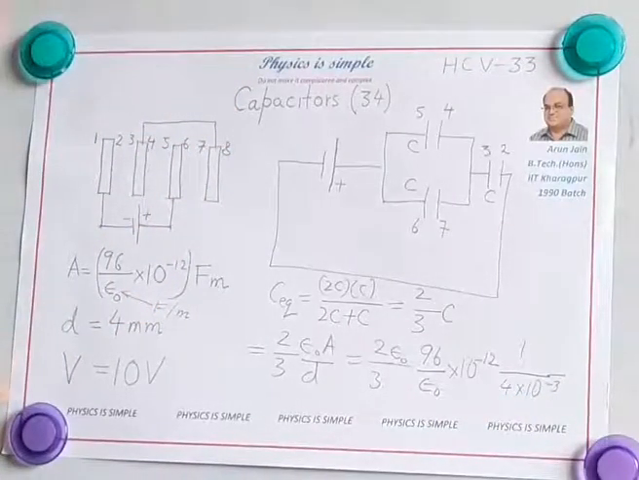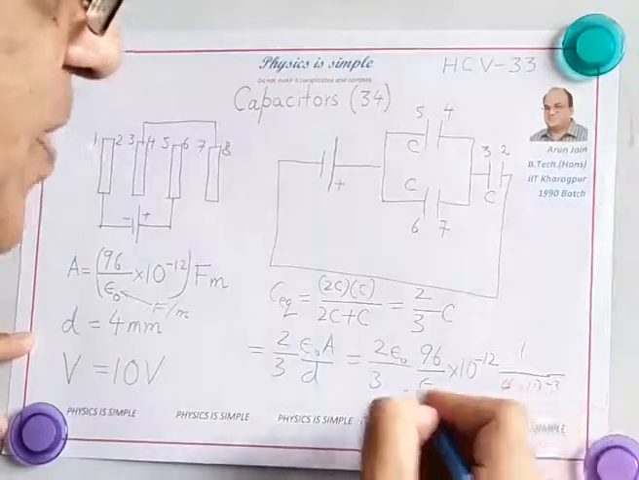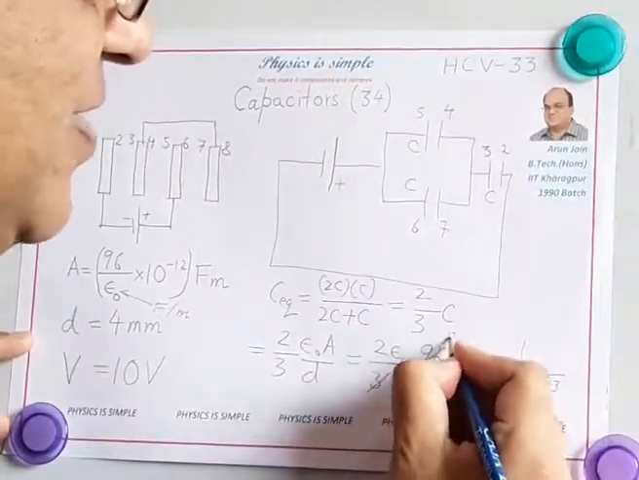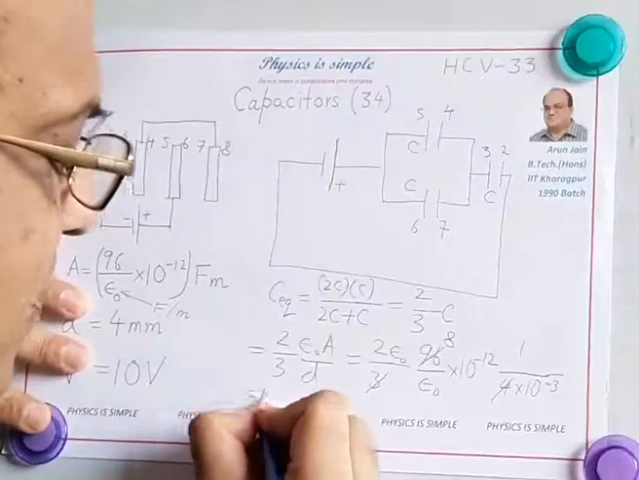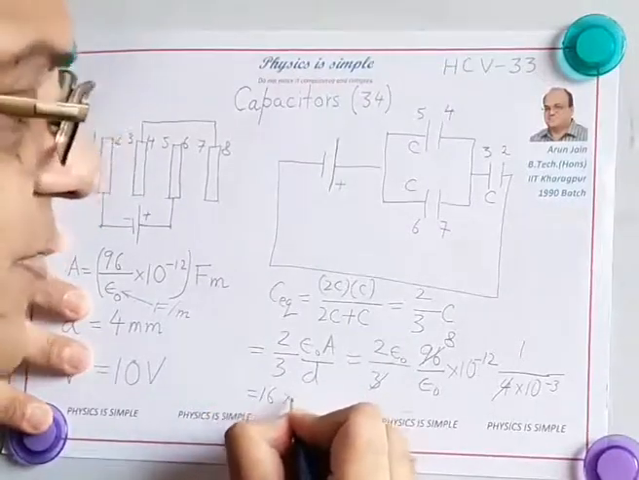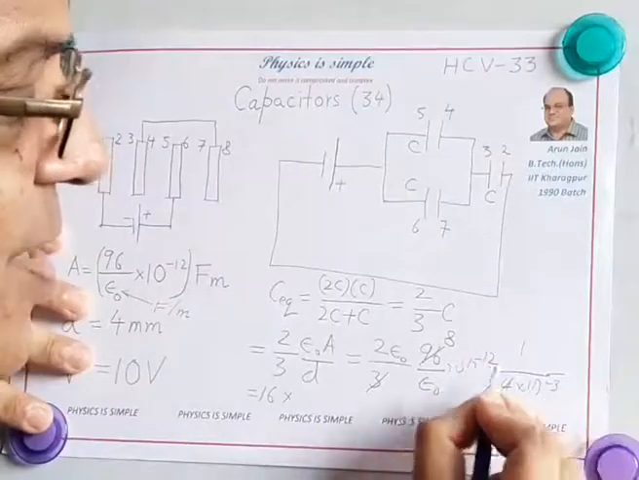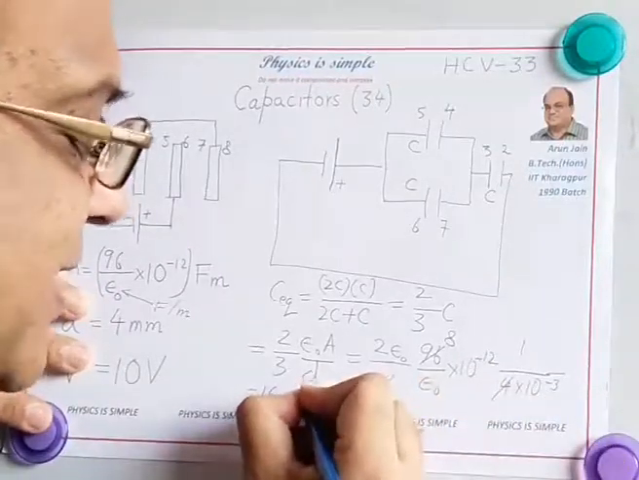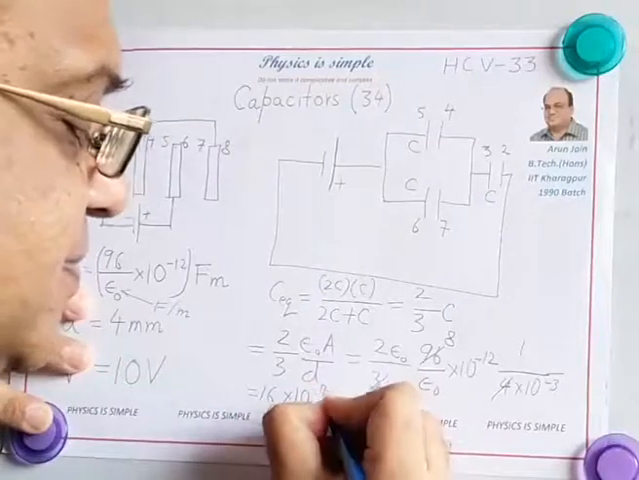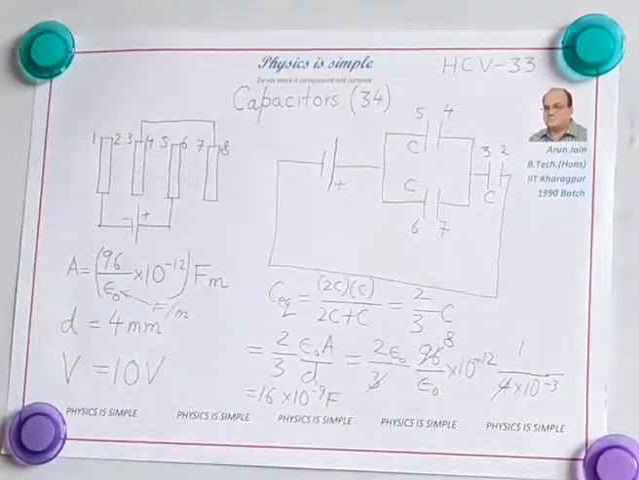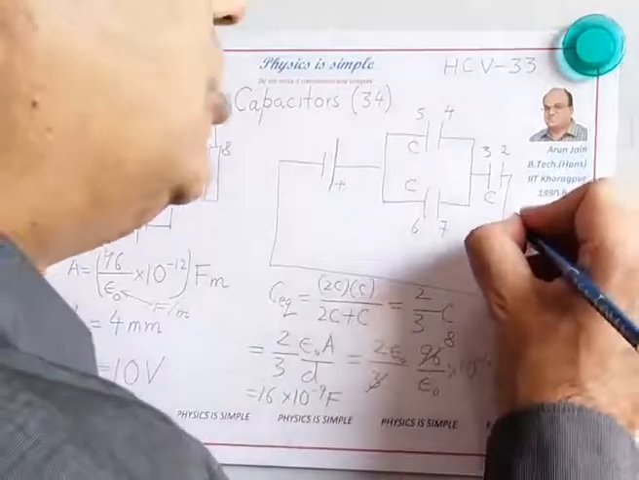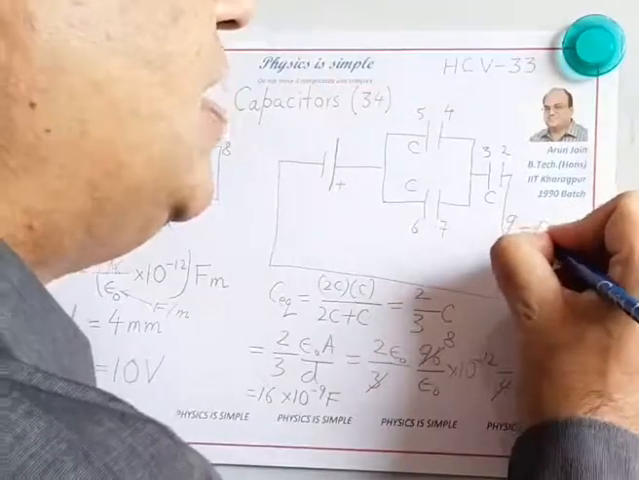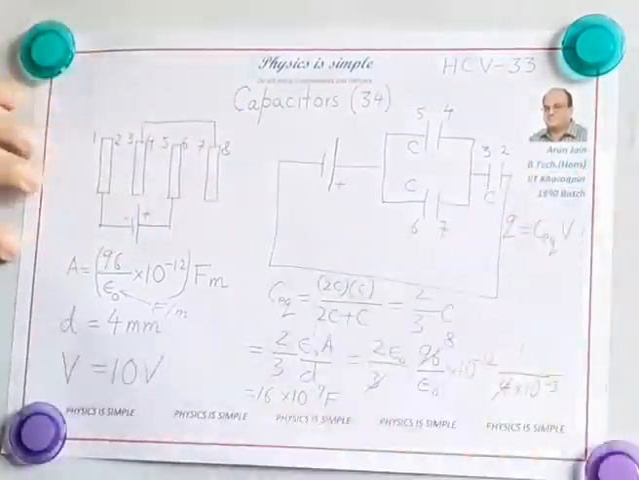So this gives us 4 into 3, 12, and that will give us 8 here. 8 into 2 is 16. So we get 16 into 10 to the power minus 12 by minus 3. So this will give us 10 to the power minus 9 farad. This is the equivalent capacitance. And once you know the equivalent capacitance, you know the charge, because charge will be equal to C equivalent into V.